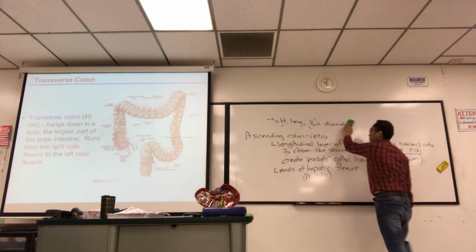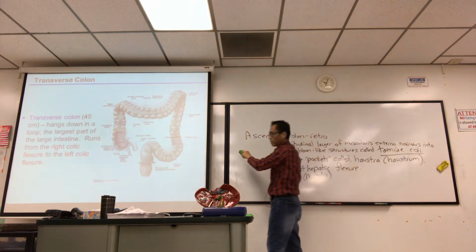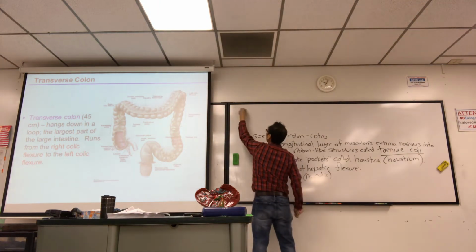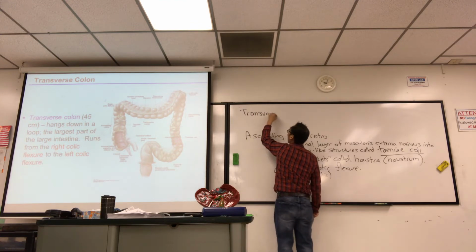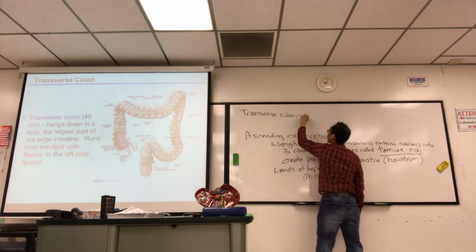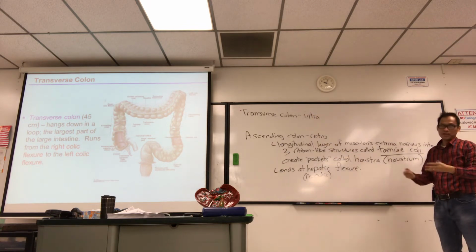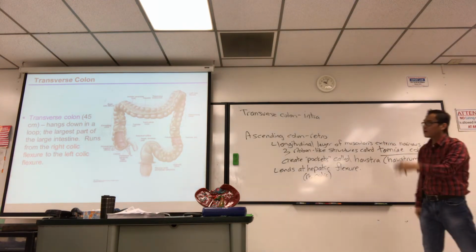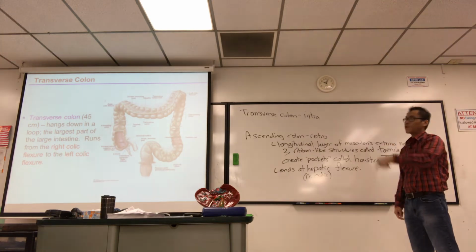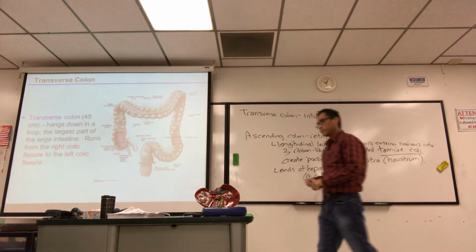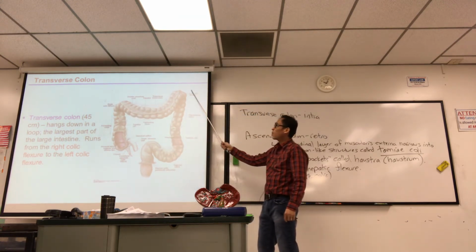So in our pattern of intra-retro, what is the transverse colon? Intra or retro? Intra is correct. Intraperitoneal. It's in the body cavity. You remove ab wall, you see it. Okay, well, the details are there. Basically, it runs from the right colic flexure to the left colic flexure on the other side.